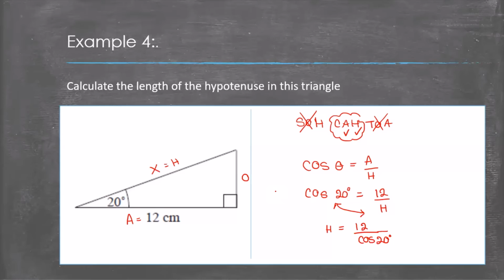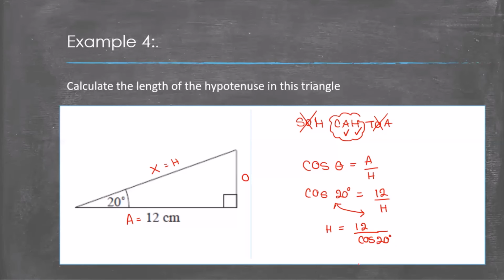Just remember, cosine and 20 are stuck together like glue. One doesn't move without the other. Okay, so I always say they're married together. They gotta stay stuck together. So don't ever separate that cosine and the 20. We'll learn how to do a little separation next week, but it's a little bit more complicated. There's a few steps, okay? So h is 12 divided by cosine 20.